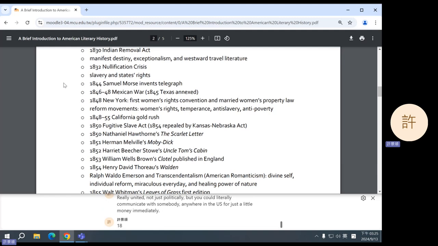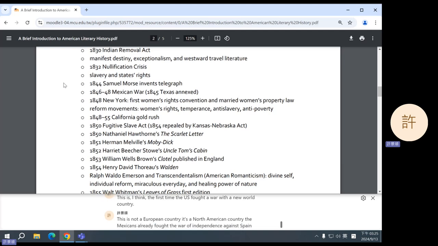1846 to 48 is the Mexican War. This is, I think, the first time the U.S. fought a war with a new world country. This is not a European country. It's a North American country. The Mexicans already fought the War of Independence against Spain. They were recently independent.